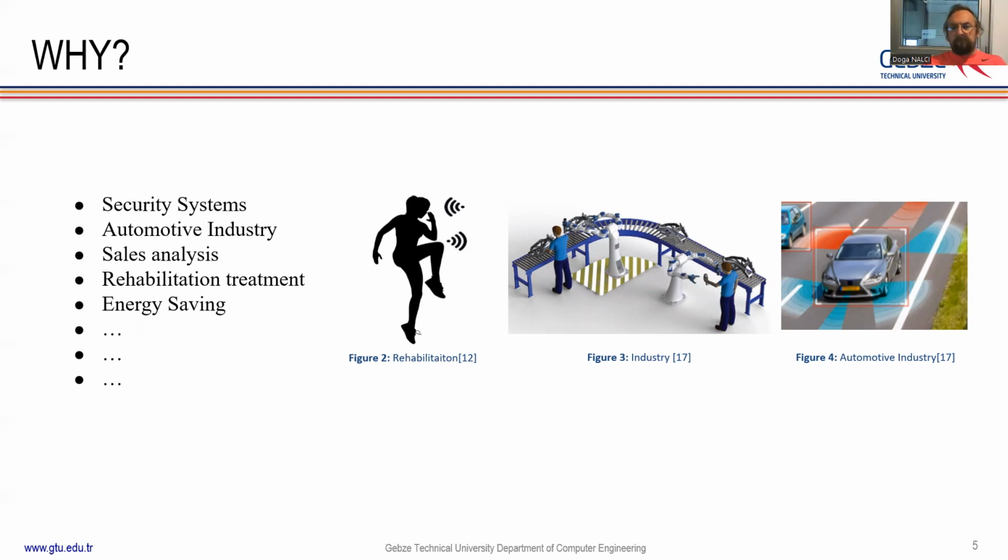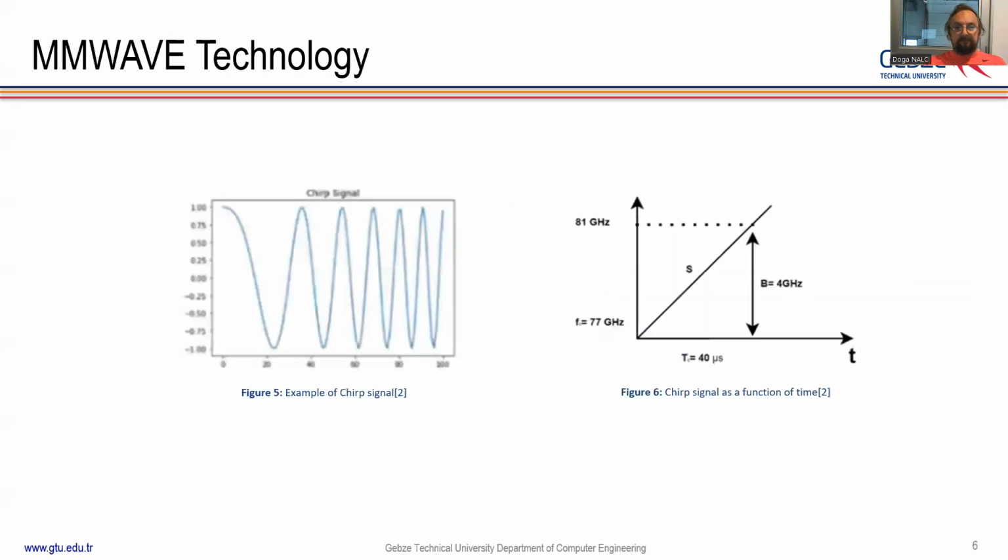Rehabilitation treatment must be monitored and controlled by an expert with feedback. With motion recognition, patients can perform movements correctly and the need for an observer can be eliminated.